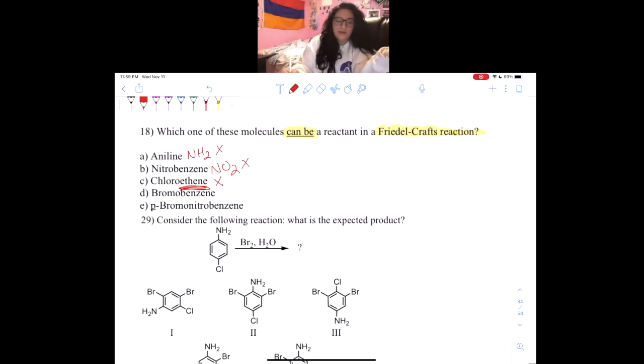Bromobenzene, okay, that can work. Para-bromo-nitrobenzene. The bromo part of that will work. The nitro part of that will not. So the only one that makes sense here is D, bromobenzene.